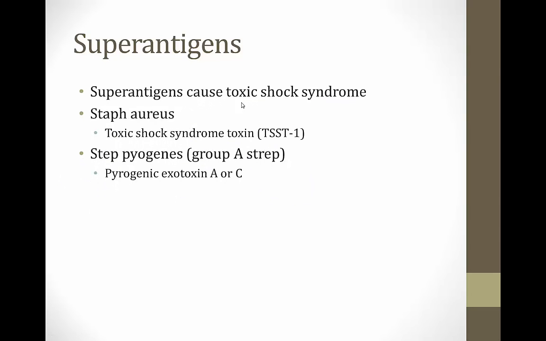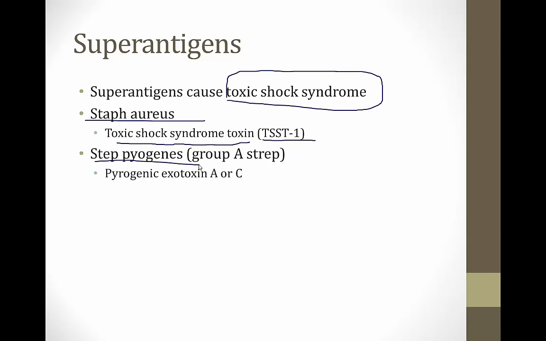Patients exposed to superantigens can get the toxic shock syndrome, and this is a result of the massive stimulation of T cells. There are two bacterial toxins that cause the toxic shock syndrome. Staph aureus makes a toxin called toxic shock syndrome toxin, or TSST1, and Strep pyogenes makes a toxin called pyrogenic exotoxin A or C. Both of these can cause the toxic shock syndrome, and I talk about this in more detail in the infectious disease modules.